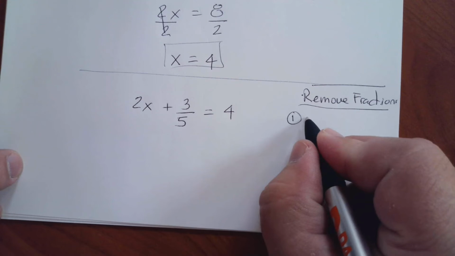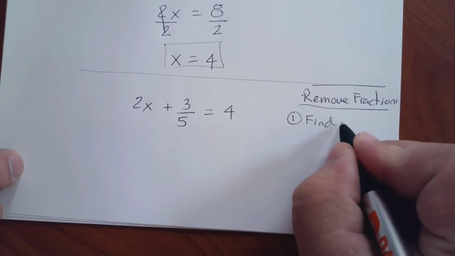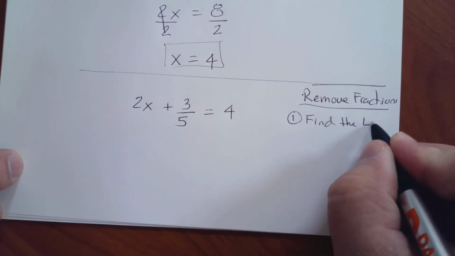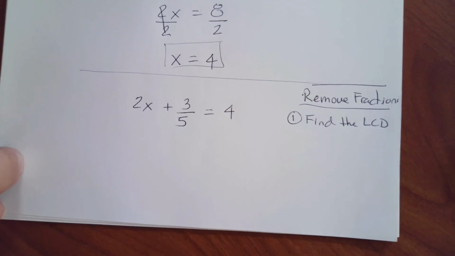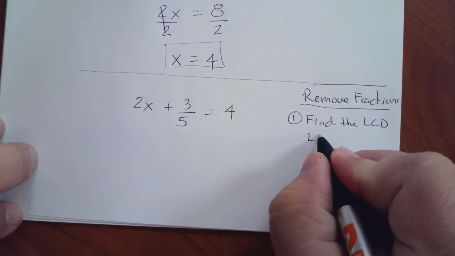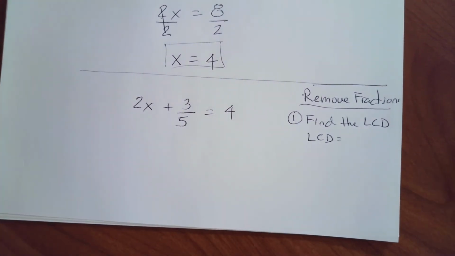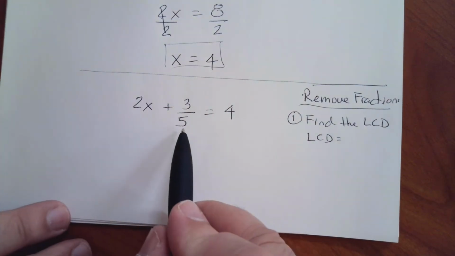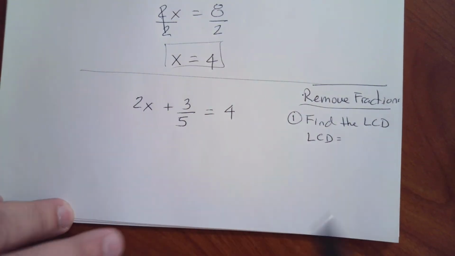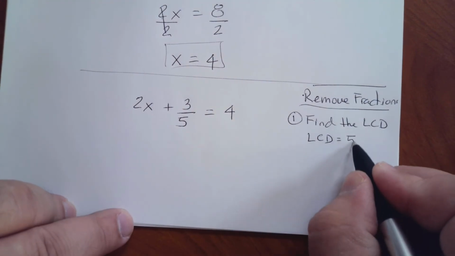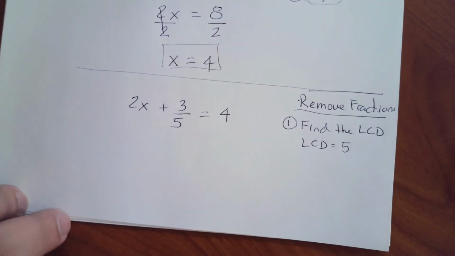The first step: find the LCD. What does LCD stand for? Least common denominator. In other words, what's the smallest number all the bottom numbers fit into? In this case, we only have 1. What's the LCD? It's just itself, it's 5. 5 fits in 5.